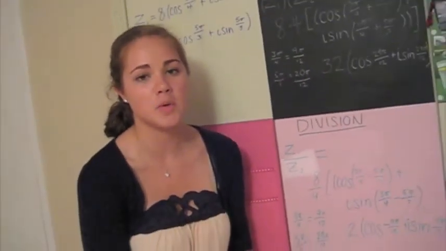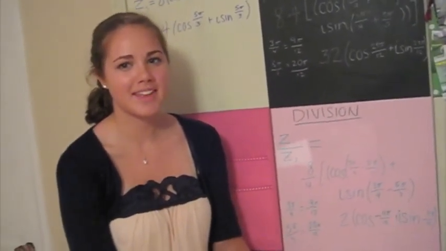The sine is not negative because in the unit circle, 11 pi over 12 is located in the second quadrant where sine is always positive. Now you know how to multiply and divide complex numbers.